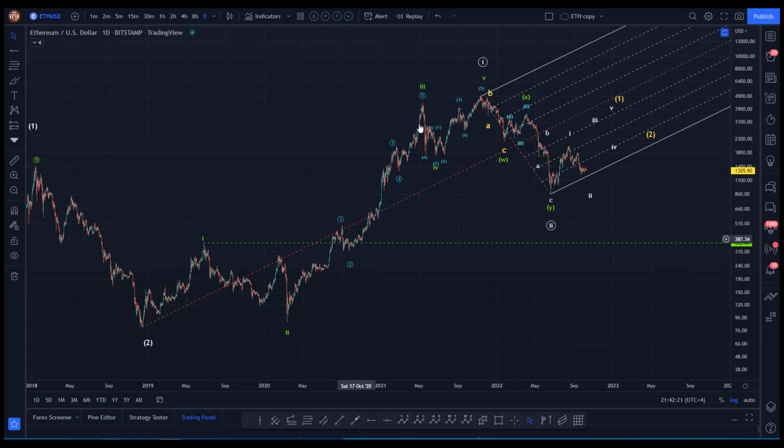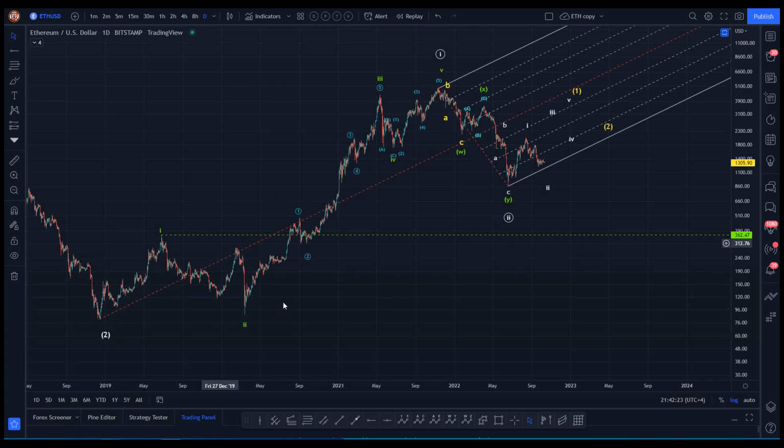This is a very, very reasonable count. I think we'd all agree, likely we have an impulse that's completed up here. Now, what I like about this version is that you've kept it simple enough. You get really crazy as we get down to the lower time frames, but I know you're just flexing some skill set there. So, okay, 5, 3.